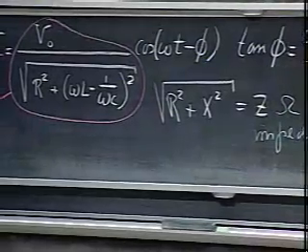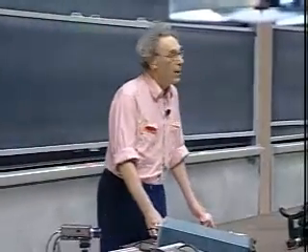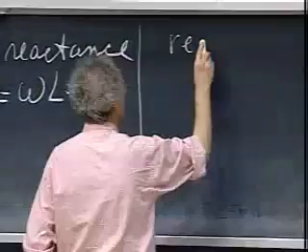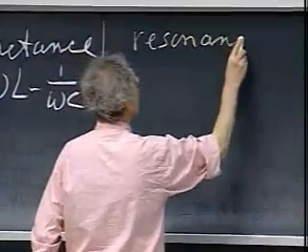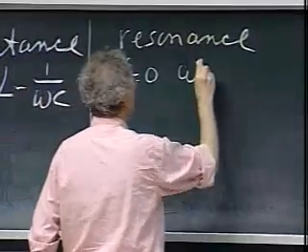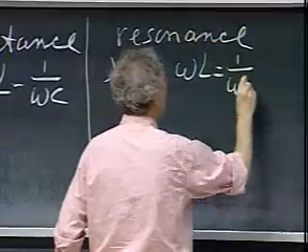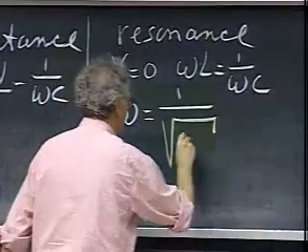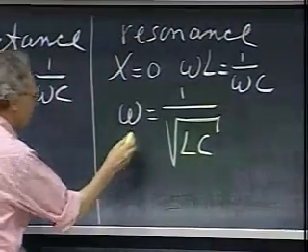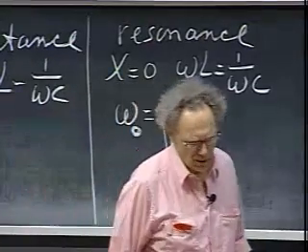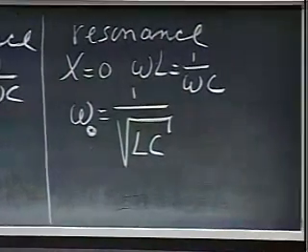There is no value for omega for which the current is any higher. And so I will call here the situation at resonance. It is at resonance when x equals 0. So when omega L is 1 over omega C. So when omega is 1 over the square root of LC. And we call that the resonance frequency, and we often give a little subscript 0 there to remind you that you're dealing with the resonance frequency.